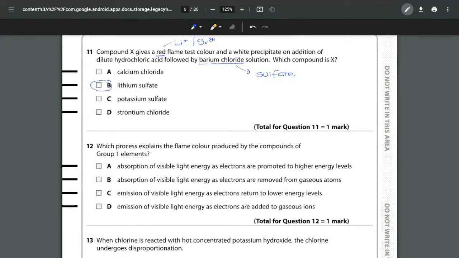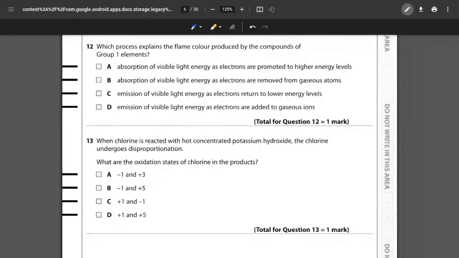be B. If it was calcium, it would give us not the red flame colour, and the chloride we would need to be using the silver nitrate test, and although the strontium would give us the red flame test, it wouldn't give us the white precipitate with the barium chloride. So our answer has to be lithium sulfate.